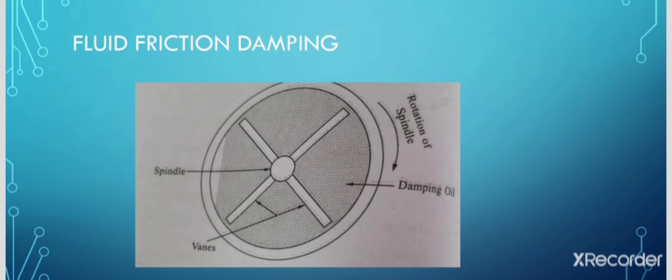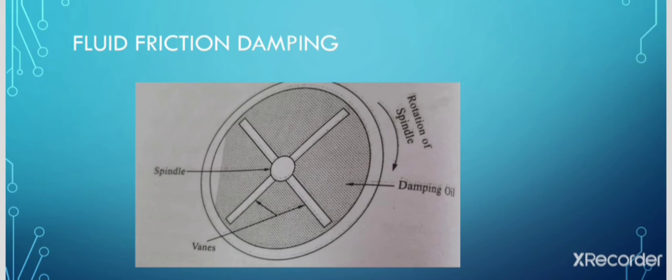You can see the figure here. It consists of a pot in which oil is present. In this oil, vanes are attached to the spindle. To the spindle rod we are attaching the pointer. When the pointer moves, friction between the oil and vanes opposes the motion of the pointer, which produces the damping necessary for the pointer. So with this damping, the pointer will come to rest position. This is about fluid friction damping.